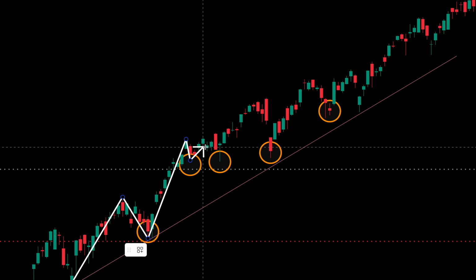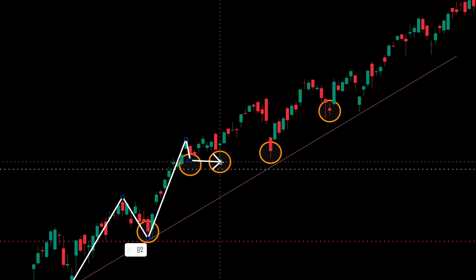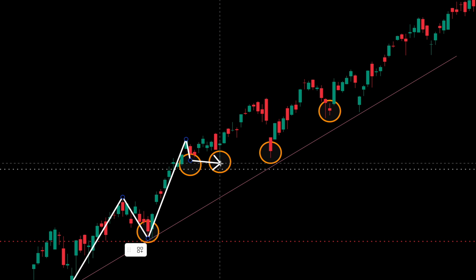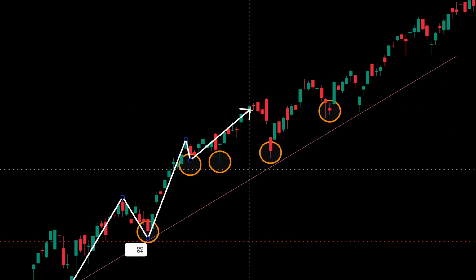Now look at the shallow pullback. It goes up a little bit. It kind of ranges up in here, right? It gives us a double bottom, and then it finally pushes up. So you can enter at a double bottom. That gives you a second confirmation that this support level is holding. Okay? I'm going to get into that in just a second.